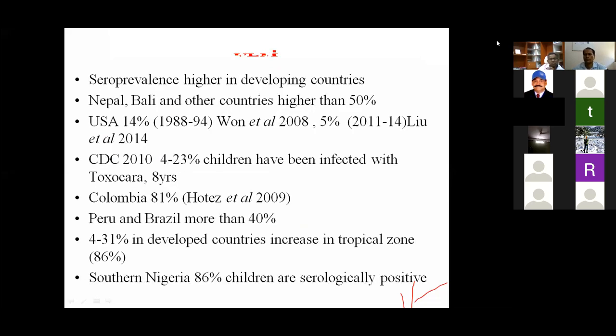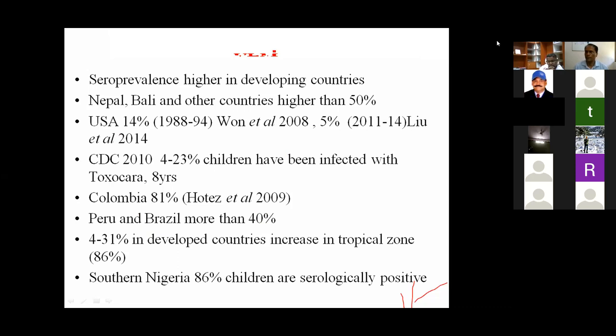If we see the seroprevalence in human beings, it has been found to be quite high. Nepal, Bali, and other countries have more than 50%. Even the USA had 14% in 1988 to 1994. In 2008, it was reduced to 5% from 2011 to 2014. This data was calculated by Liu et al. in 2014. Recently, the CDC in 2010 reported that 4 to 23% of children have been infected with Toxocara, and the average age is 8 years for the children of the USA. In Colombia, 81% of children are positive.